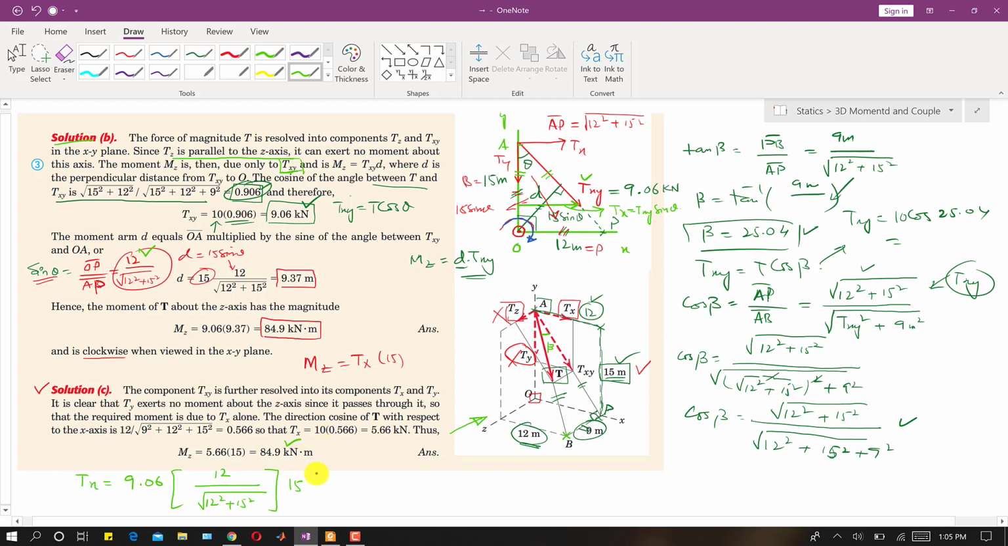So let me try it. Now if we solve this, again we get that same result, so it is 84.9 kilonewton meter, right? And as we can see from this diagram, if we look from this side, we can observe that this txy component is producing again the clockwise moment, so we can write that this moment is clockwise as well, right? So these are the three different methods of finding the moment about z, right? We can use any of the methods.